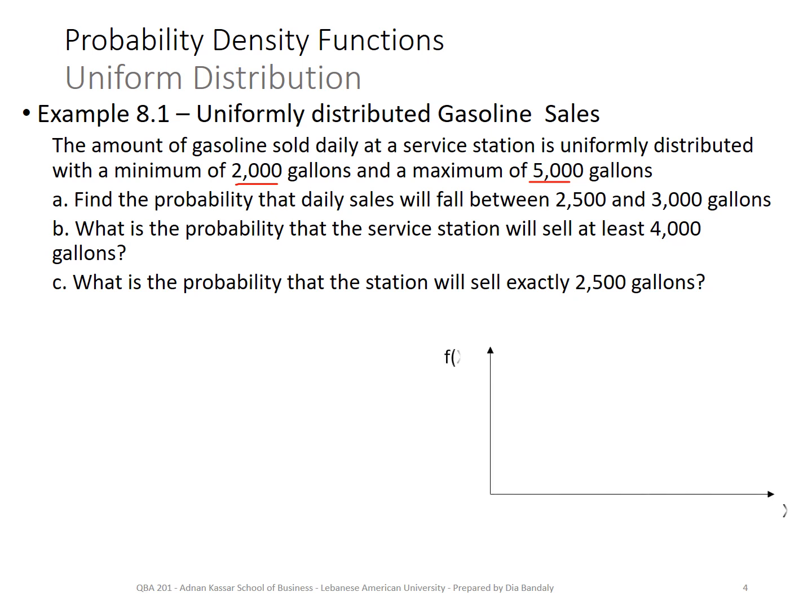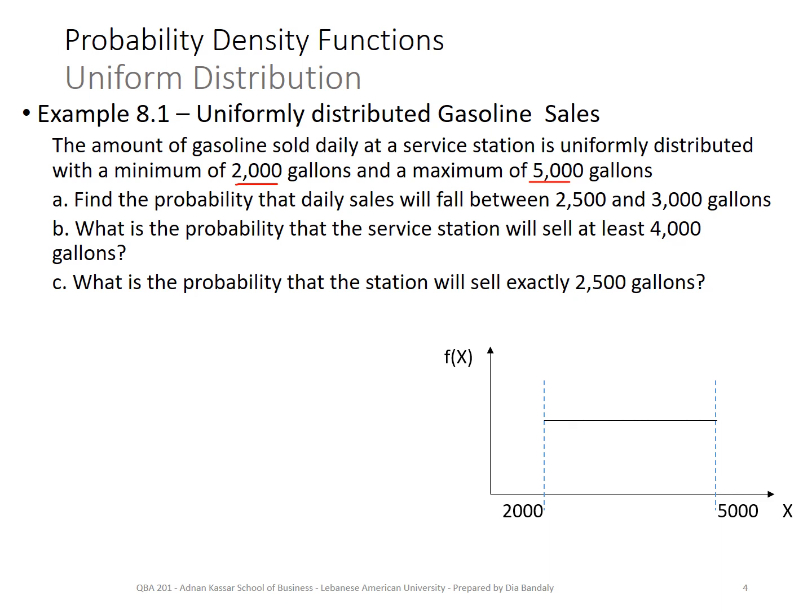So first, let's draw the curve for the probability density function. I'm going to refer to X as the amount of gasoline sold daily. It's very important that we define the variable. So this is our X, and we know, usually from historical data, that X is between 2000 and 5000.